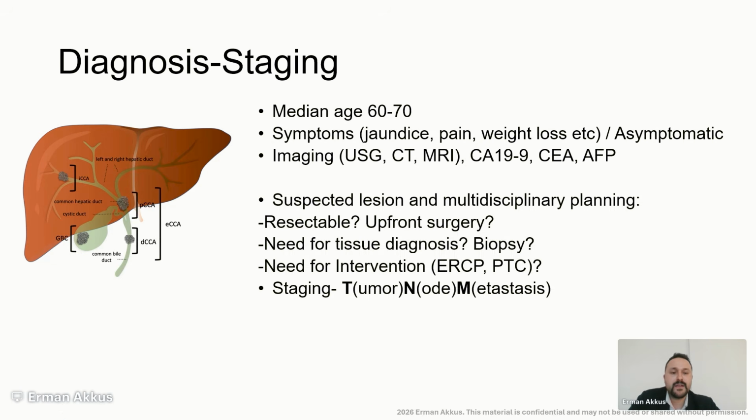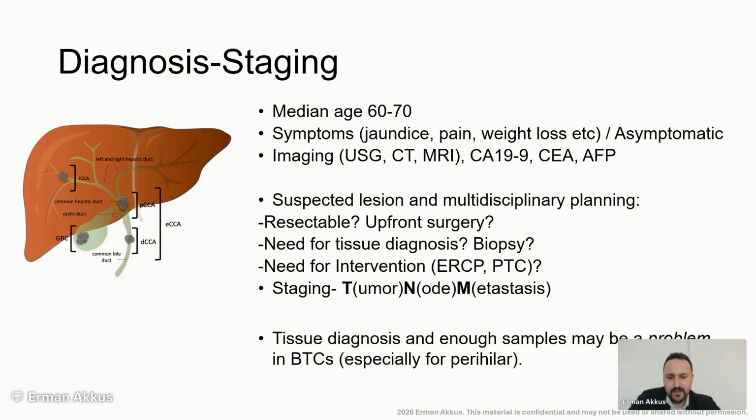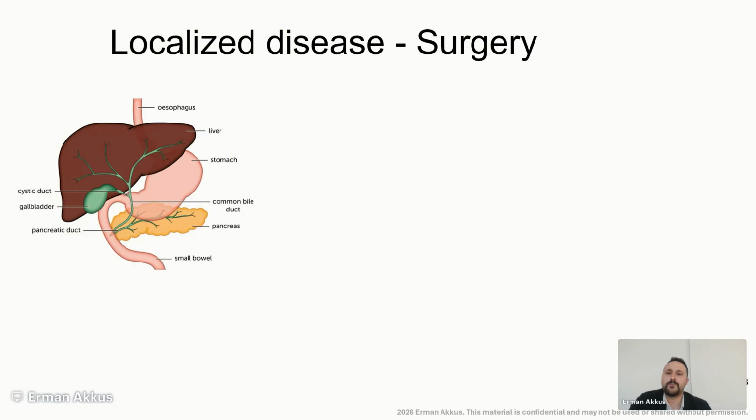After that, there's a need for multidisciplinary planning indeed. Is it resectable is the first question. Can we go to upfront surgery? If it's not, do we need a tissue diagnosis and biopsy? And do we need an intervention for the biopsy or for the drainage of the cholestasis to lower the bilirubin levels? Based on the imaging, we stage the disease with TNM staging, tumor, node, and metastasis. As a note, we should say that tissue diagnosis and enough samples may be a problem in biliary tract cancers, especially for perihilar cholangiocarcinoma.